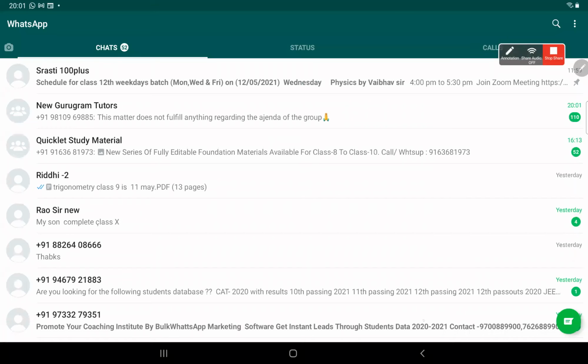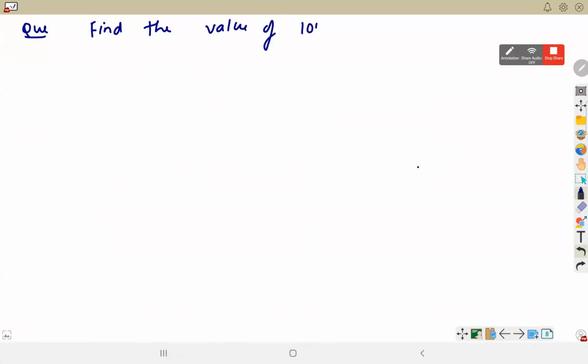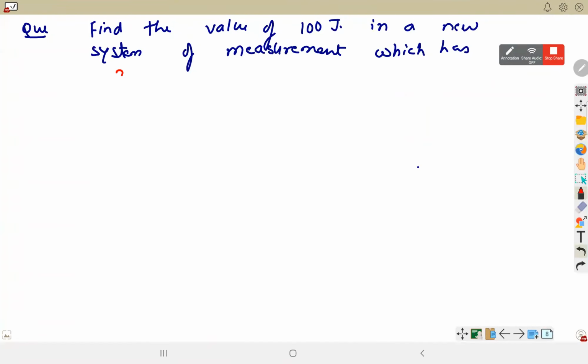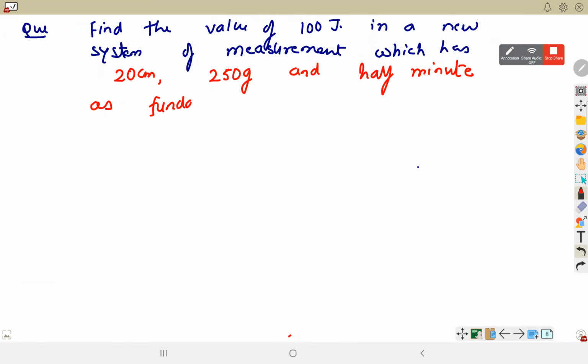Find the value of 100 joules in a new system of measurement which has 20 centimeter, 250 gram, and half minute as the unit of measurement of length, mass and time, as fundamental unit of measurement of length, mass and time.